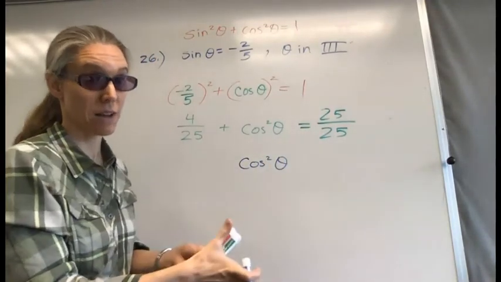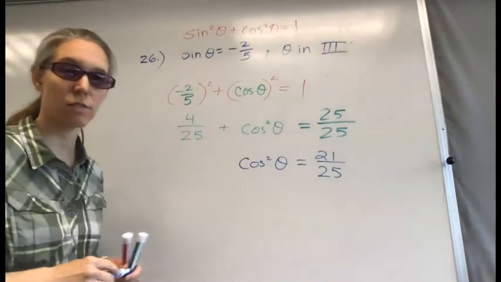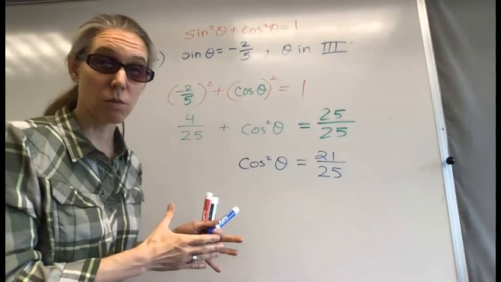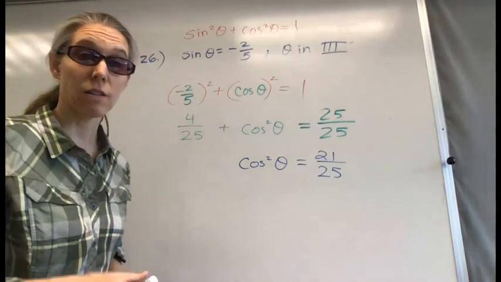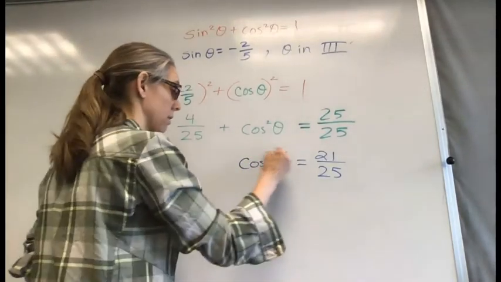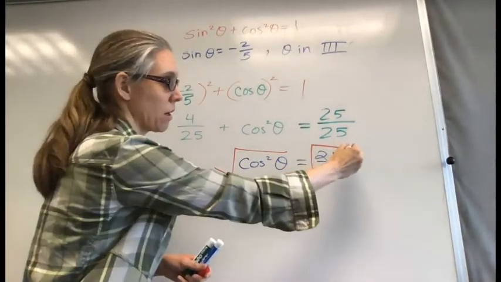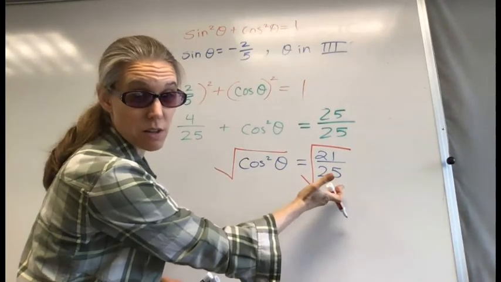4 over 25. So that leaves me with the cosine squared of theta equal to 21 over 25. Now, the square root property allows me to take the square root of both sides. Remember that this square root symbol needs to go all the way down to include the denominator.